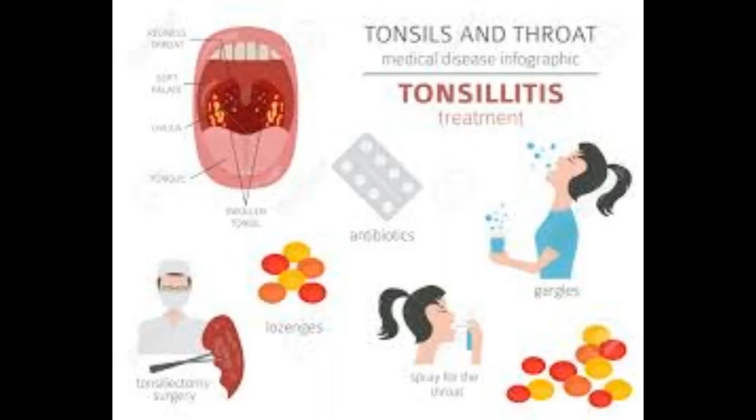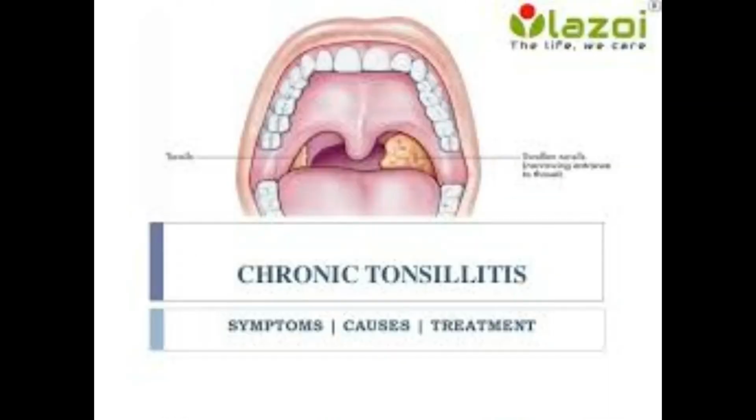For treatment, it's usually better to have inpatient management because it will prevent complications, and penicillin or amoxicillin can be used. Recurrent tonsillitis is when there are recurrent attacks of tonsillitis within a single year, whereas chronic tonsillitis is when the duration is greater than 3 months.